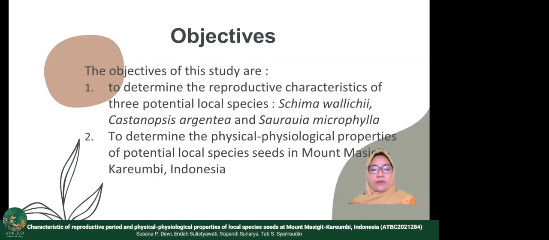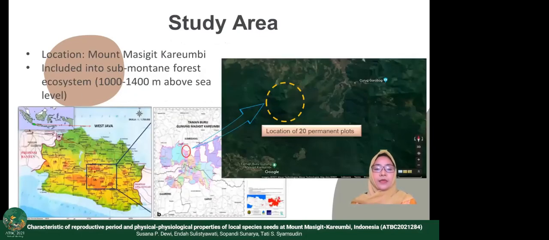The objectives of this study are to determine the reproductive characteristics of three potential local species, Sima wallichii, Castanopsis argentea, and Saurauia microphylla, and second, to determine the physical physiological properties of potential local species seeds at Mount Masigit Karumbi, Indonesia. This is our study area.